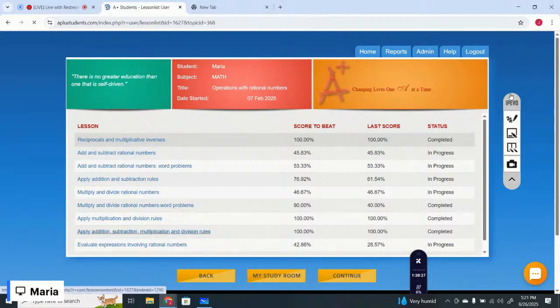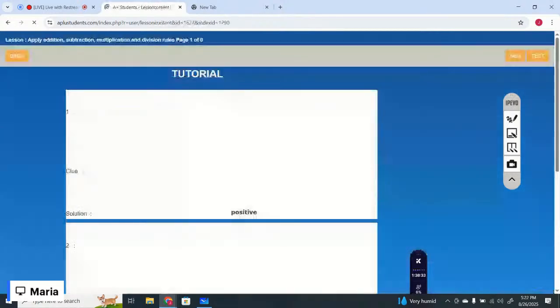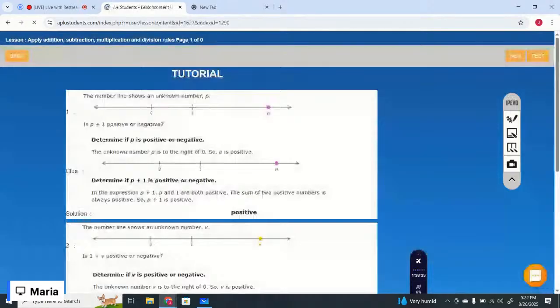The next lesson is multiply and division rules. The number line shows an unknown number P. Is P plus 1 positive or negative?